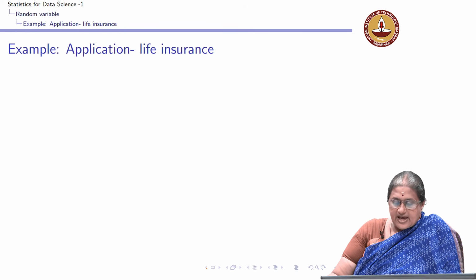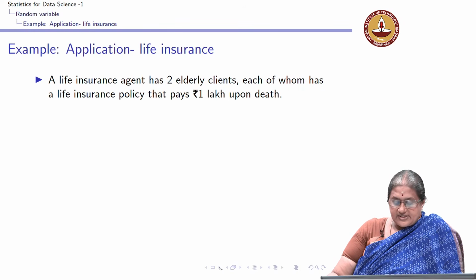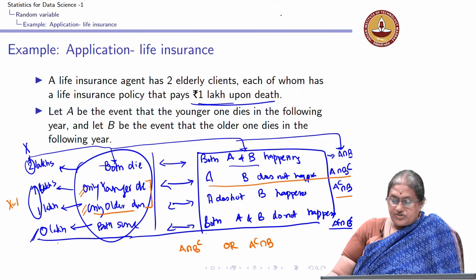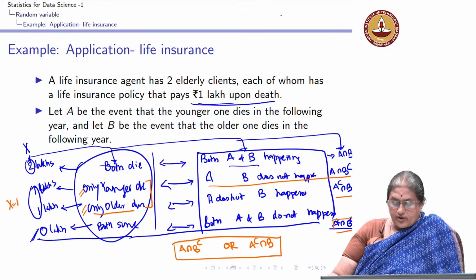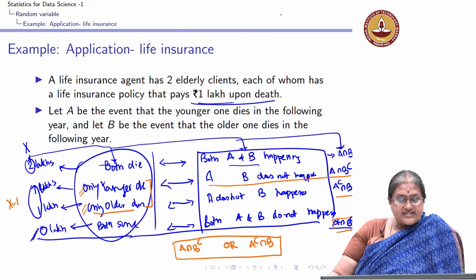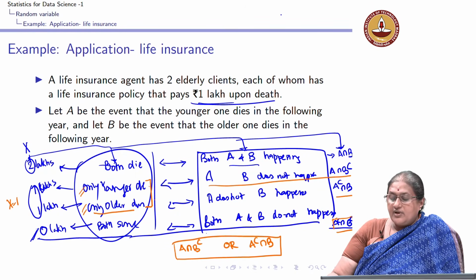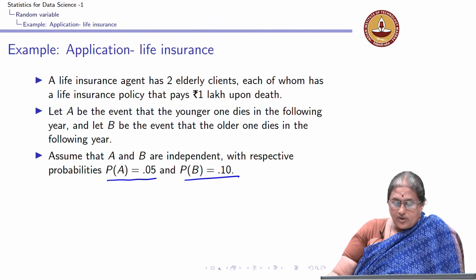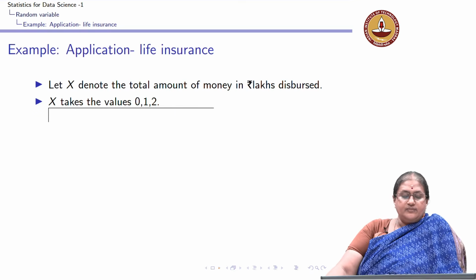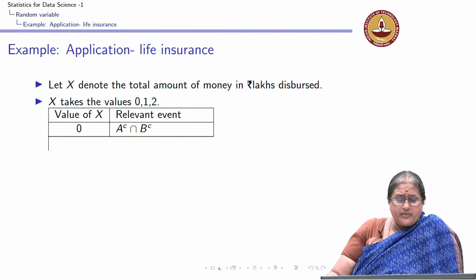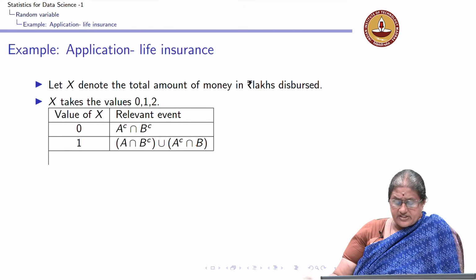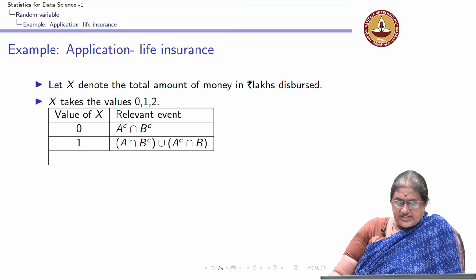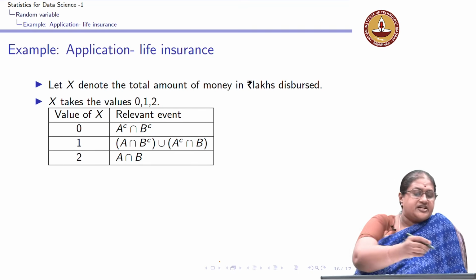That is what we just established a couple of minutes before. X takes the value 0 with A complement intersection B complement, takes the value 1 with A intersection B complement union A complement intersection B, and takes the value 2 with A intersection B. These are the only 3 values X can take.